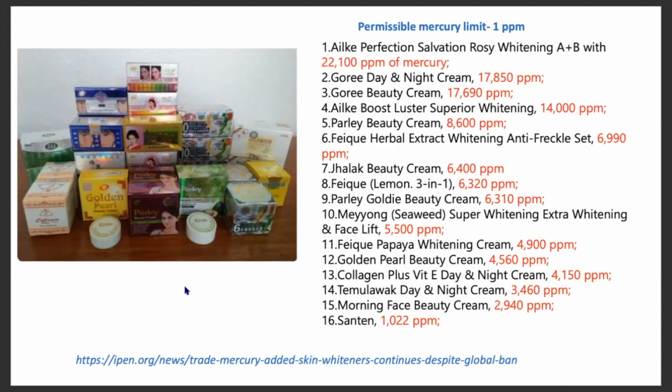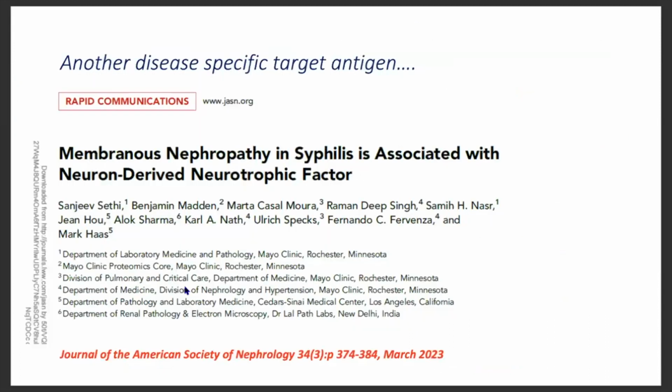And interestingly, a large number of these creams on the left side have originated from the Indian subcontinent. That includes India, Bangladesh, Pakistan, and the Middle East. So a lot of these formulations are originating from this area. So much for NELL1-positive membranous GN. It is the second most common. I'll come to that in a while.